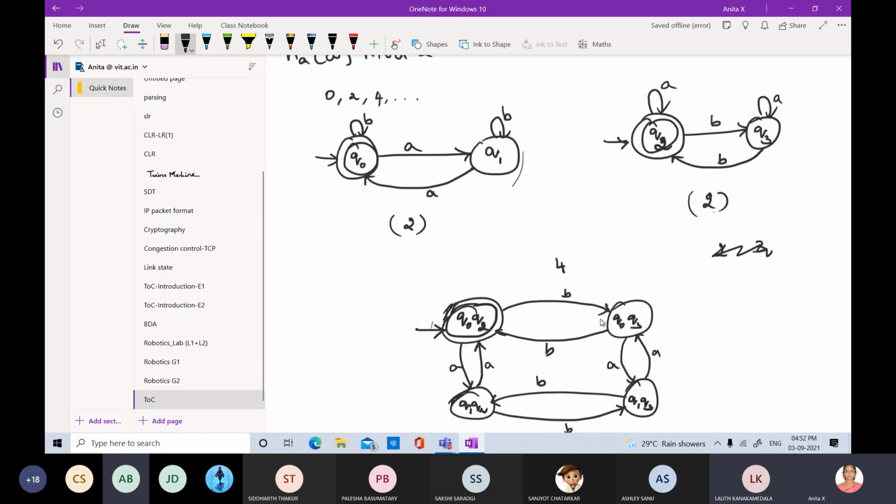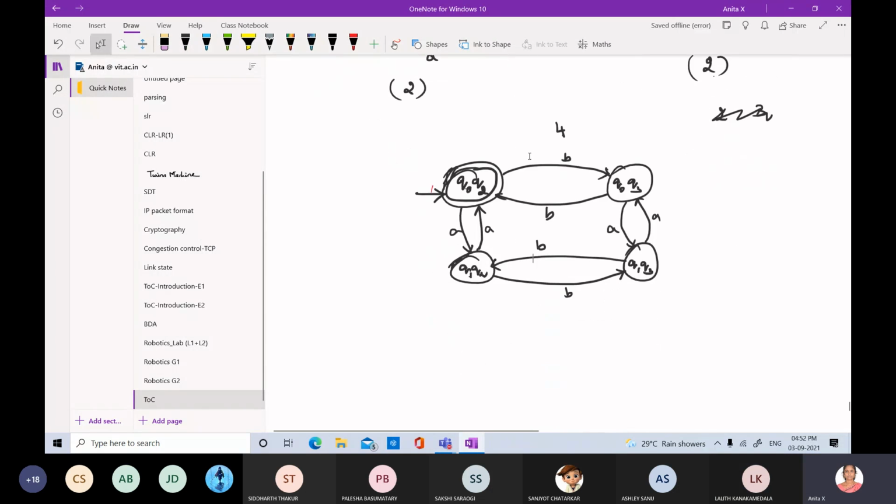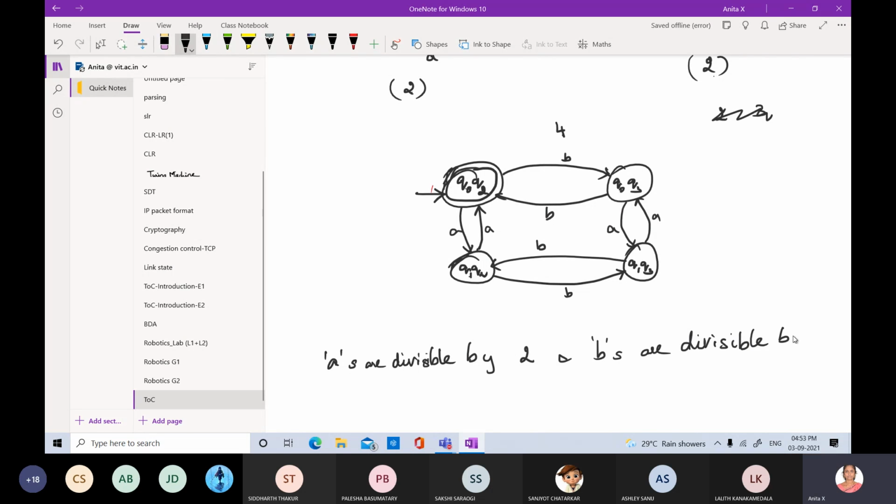Yes. Okay. So now what you're going to try is proceed with designing a finite automata where the number of A's is divisible by 2, and the number of B's is divisible by 3. You are going to design the finite automata for this particular condition. Please do try it out now.